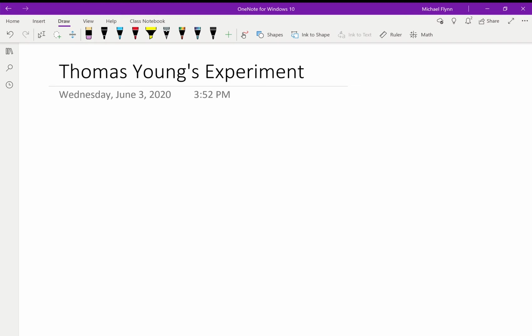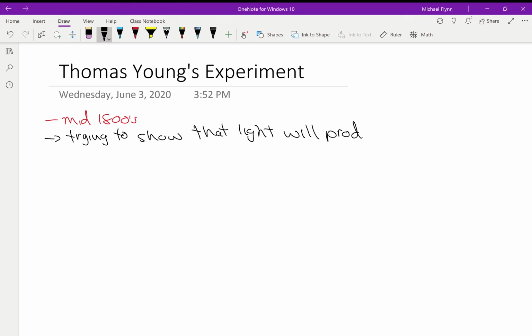So, all right, Thomas Young's experiment. Remember, I just want to point out a couple things. This took place in the mid 1800s. Maybe I shouldn't write in red, eh? Okay, write in black. The mid 1800s, and then he was trying to show that light will produce double slit interference like how water would do it in a ripple tank.